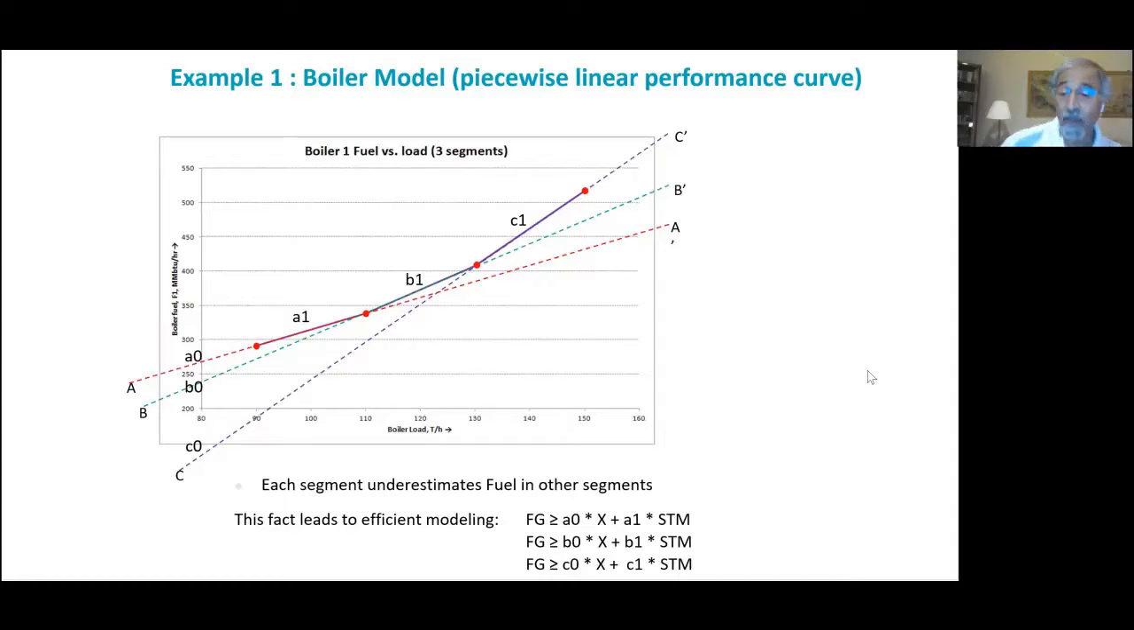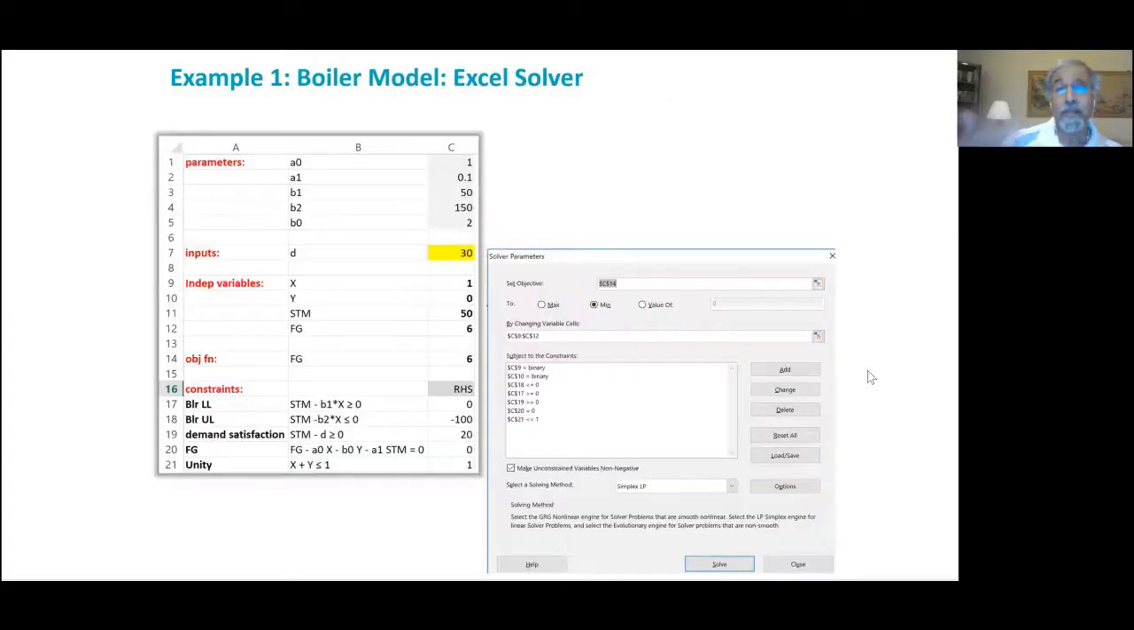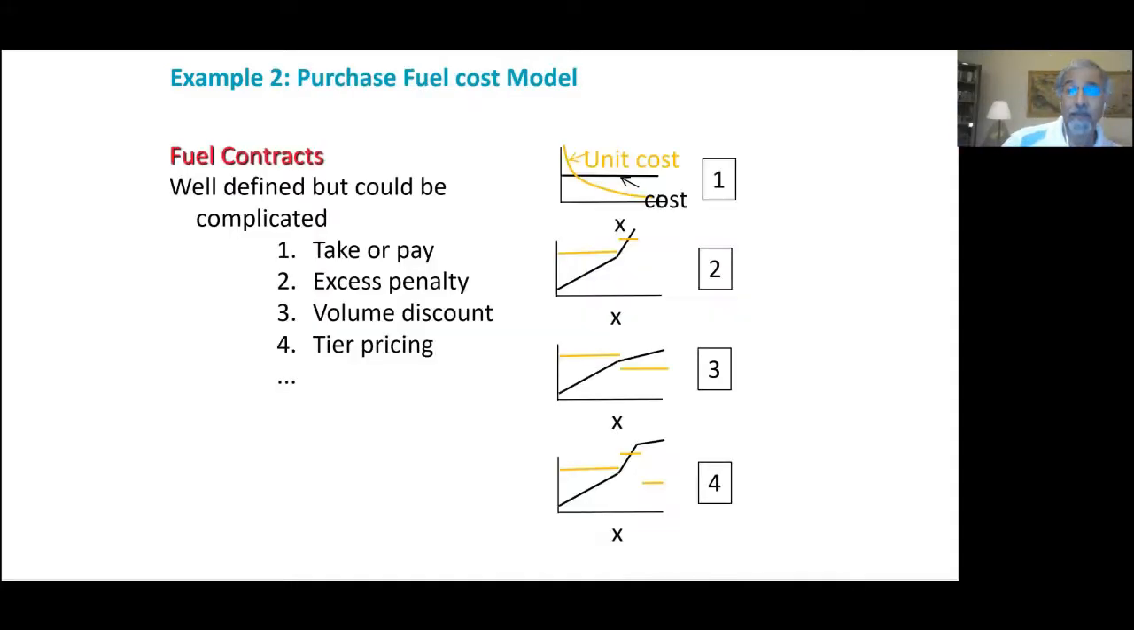Okay, so this was the boiler model. You can also solve it in Excel. This slide gives the details, but we don't have time to get into that. Let's move on to the second model, which is the purchase fuel model.